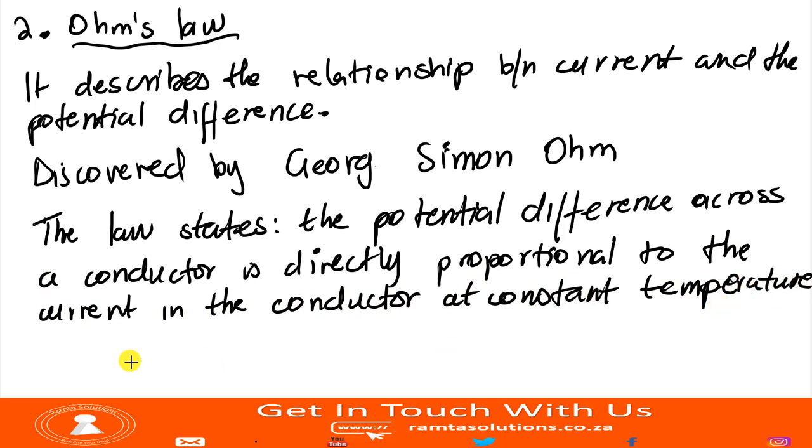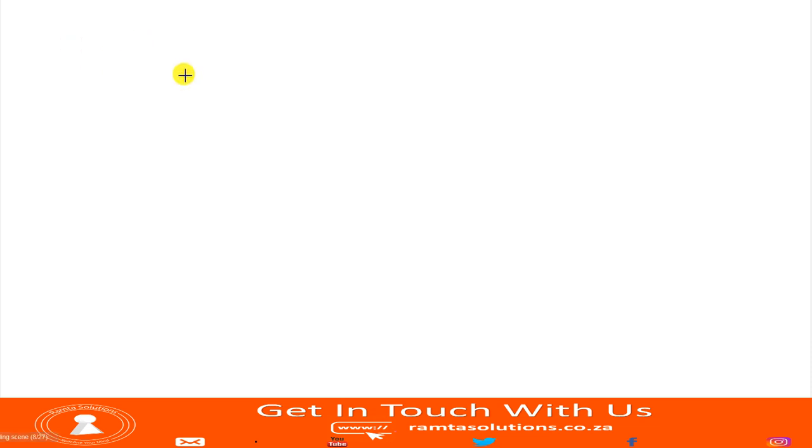At constant temperature. Right? So, it describes the relationship between current and the potential difference. But what did he discover? He discovered that, in fact, this relationship is directly proportional. All right? So mathematically, we are saying, remember, potential difference, which has the symbol V, is directly proportional to current, with the symbol I.